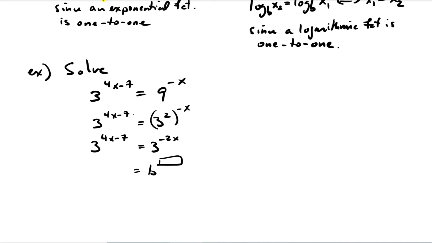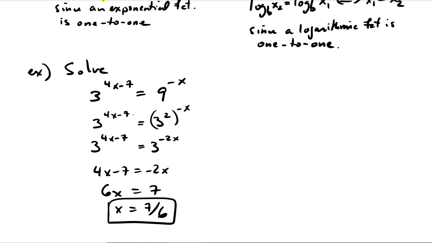Because, okay, again, the function 3 to the x is a one-to-one function. So therefore, I can equate the exponents together. Right? So the exponents have to be the same if 3 raised to those exponents are equal. So 4x minus 7 is minus 2x. So I bring the 2x on this side, the 7 on the other side, and solve for x. And I get 7/6. Okay?